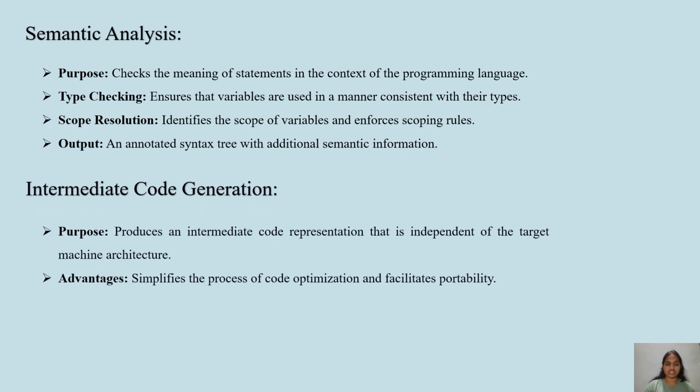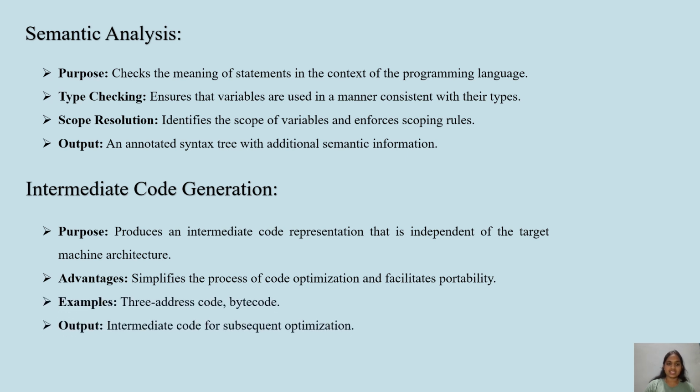Intermediate code generation. The purpose is to produce an intermediate code representation that is independent of the target machine architecture. Advantages: it simplifies the process of code optimization and facilitates portability. Examples: three-address code and byte code. Output is intermediate code for subsequent optimization.